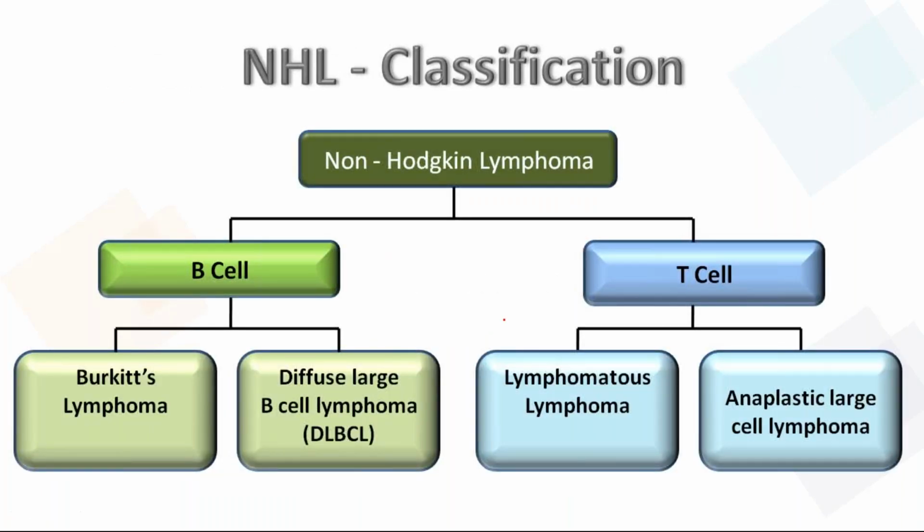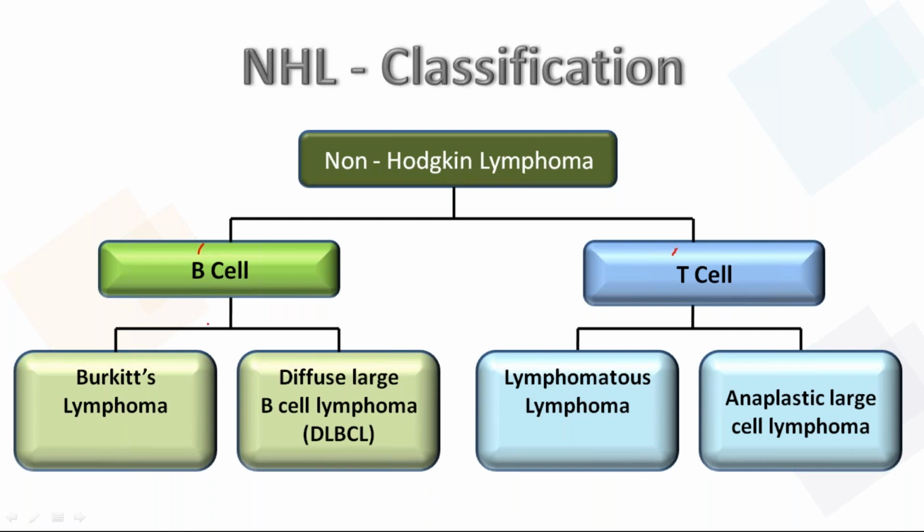Then the classification. Non-Hodgkin lymphoma classification is much more complicated, and several books have given it separately. The latest one is the WHO classification, but it is very difficult to follow at undergraduate level. So I have simplified it for you. Just remember this classification, it is enough. Non-Hodgkin lymphoma can broadly be divided into B cell or T cell, which is simple because it can develop in either cell.